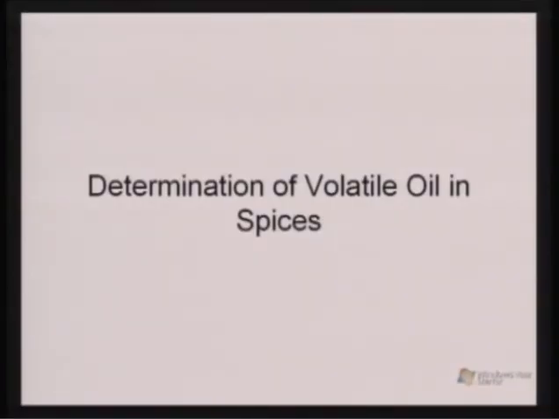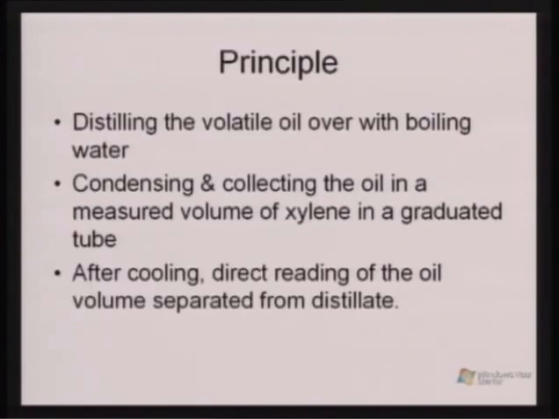Dr. Khan, please. The first methodology I will be speaking about is the determination of volatile oil in spices. The basic principle behind this methodology is distilling the volatile oil over the boiling water bath, condensing, collecting the oil in a measured volume of xylene in a graduated tube. After cooling, direct reading of the oil volume separated from distillate.